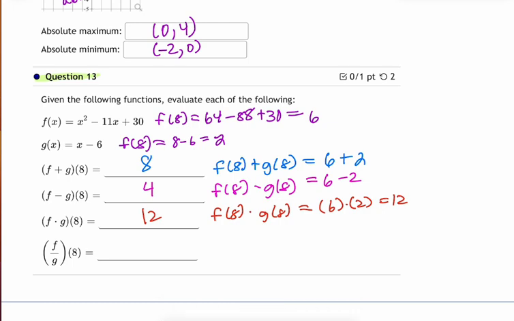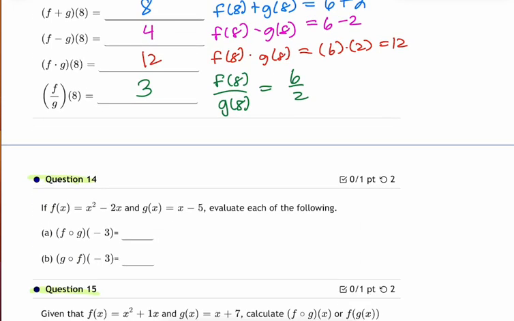And then the last one means f of 8 divided by g of 8. We've already found those values. We've done the hard work. So that's just 6 divided by 2, or 3. So those ones, don't overthink them. You make them harder than they have to be. They're not. It is just add the function values at 8. Subtract the function values at 8, and so on. It's not until we have that open circle notation that we have to do kind of inside out.